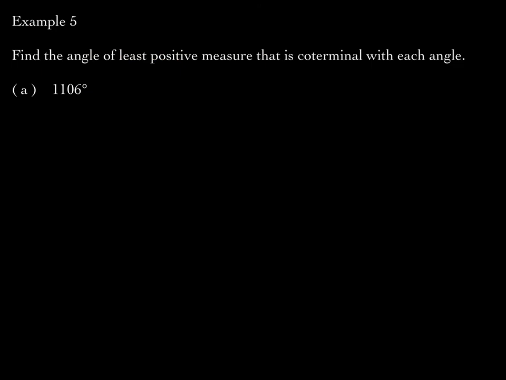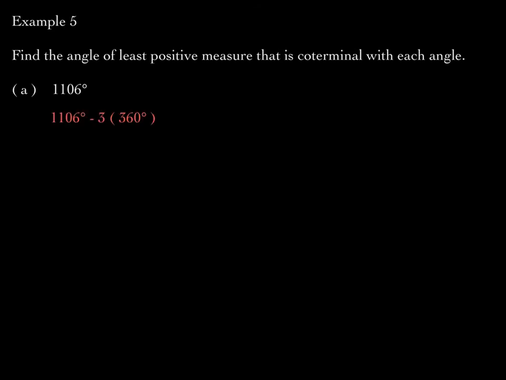Here's our last example for this lesson. Find the angle of least positive measure, that's important, least positive measure, that is coterminal with each angle. Now this angle, 1,106 degrees, is more than 360 degrees. So this is what we're going to do. We are going to subtract as many rotations, as many 360 degrees as we can until we get an angle that is of least positive measure.